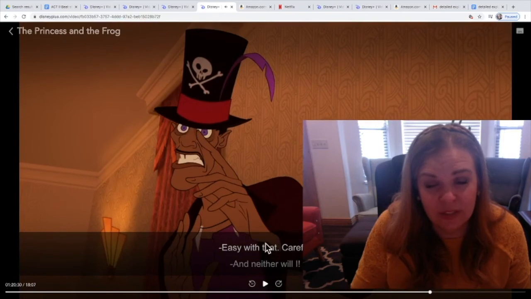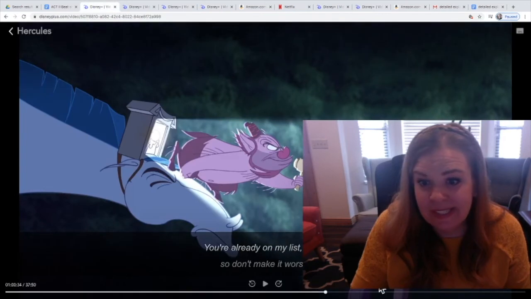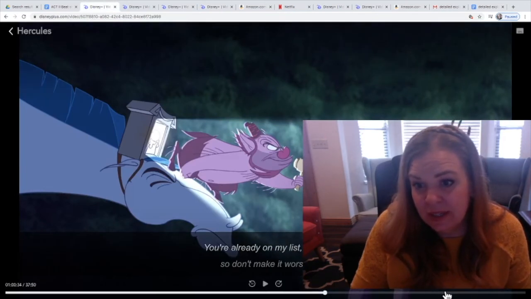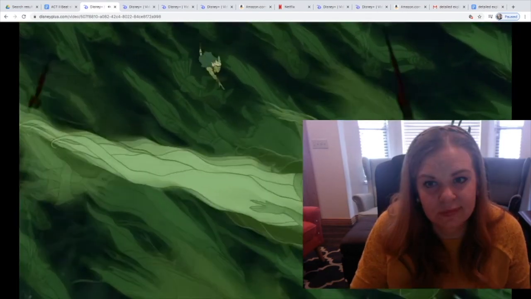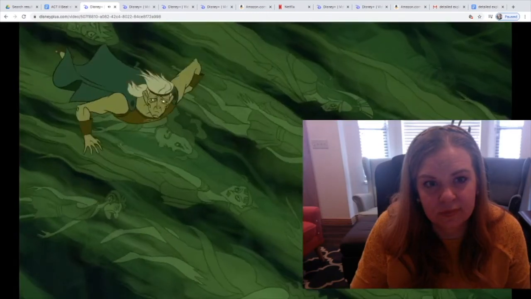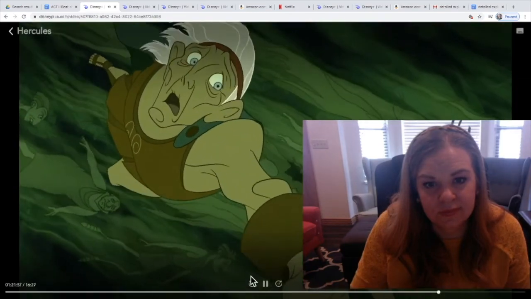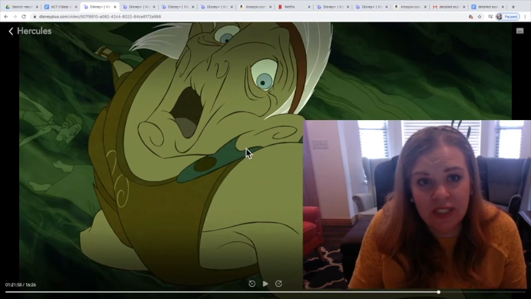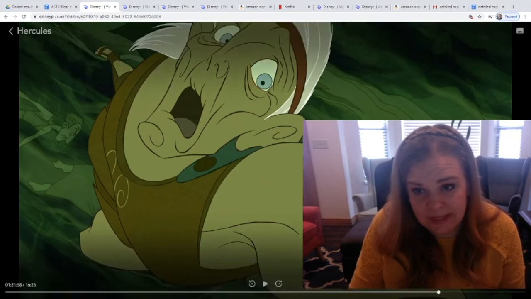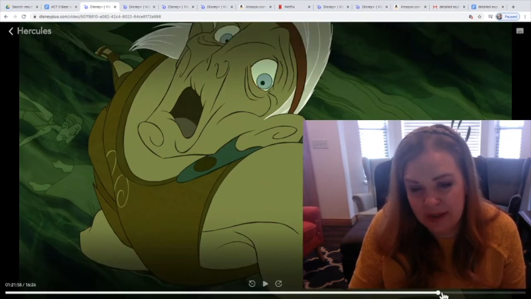So Tiana's realizing, I want a restaurant, but what I need is love. And here in Hercules, he's always wanted to be a god, but he gives that up. He gives up his immortality to save Meg. He's wanted to be immortal and join the gods, but he's realized what he needs is love, so he literally gives up his immortality. He jumps into the sea of death to get what he needs, which is love, Meg.